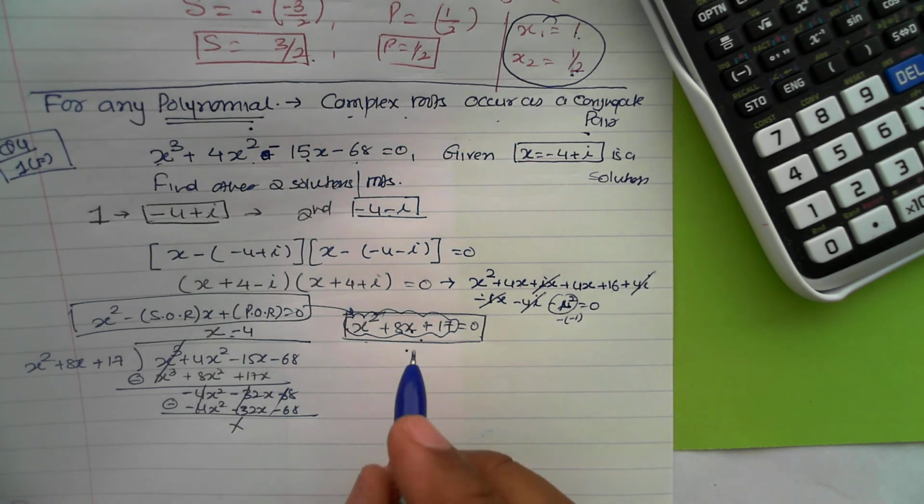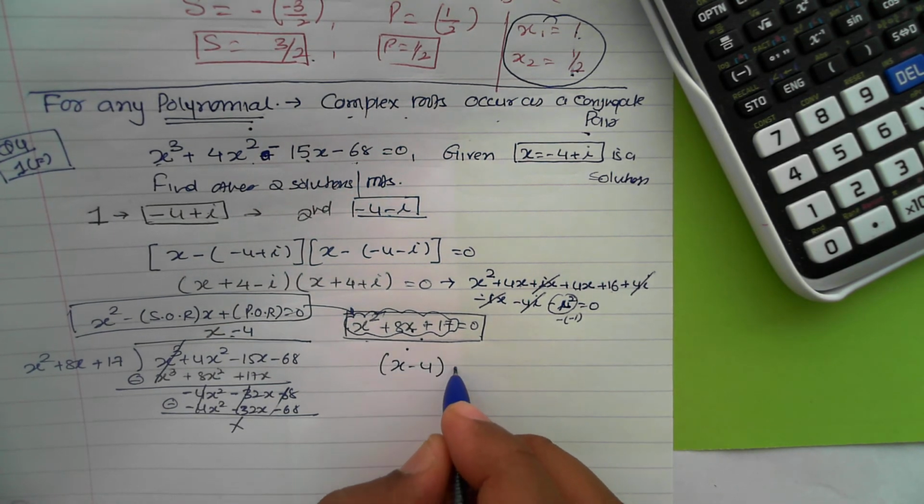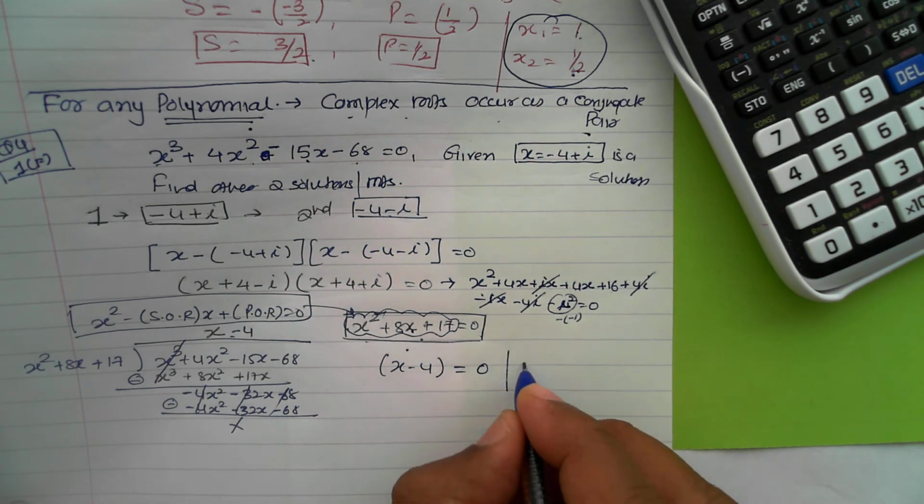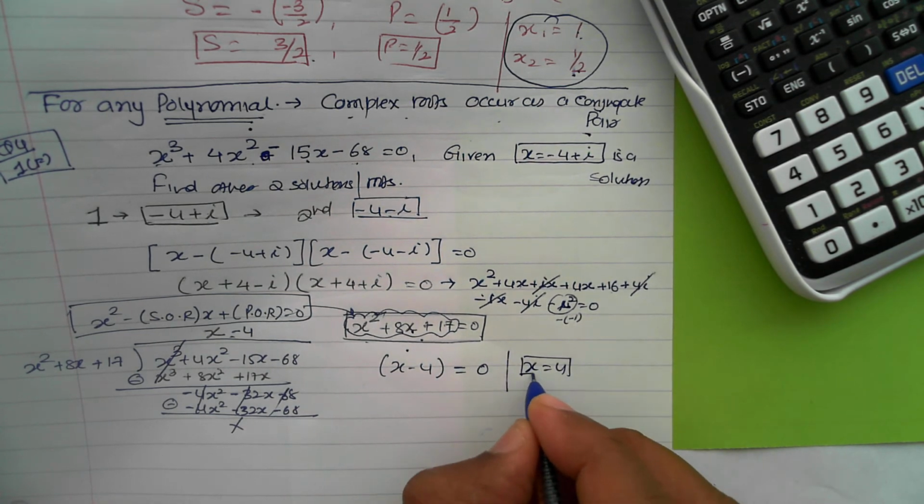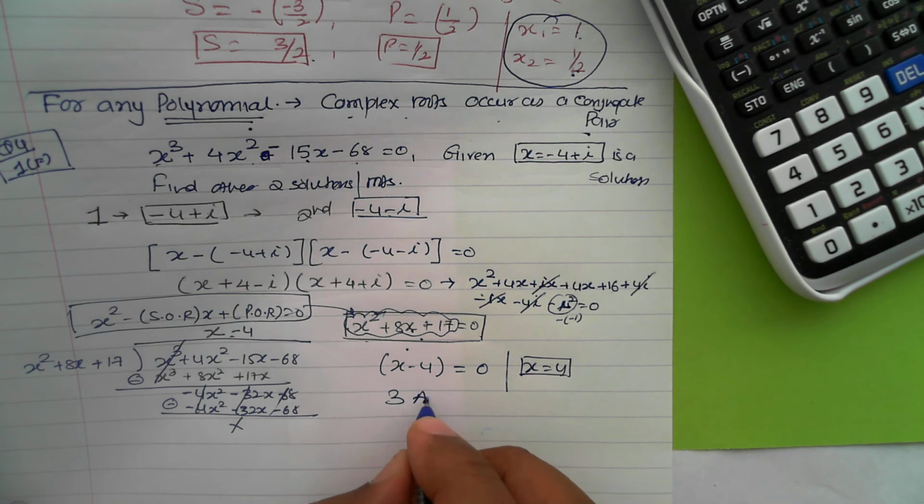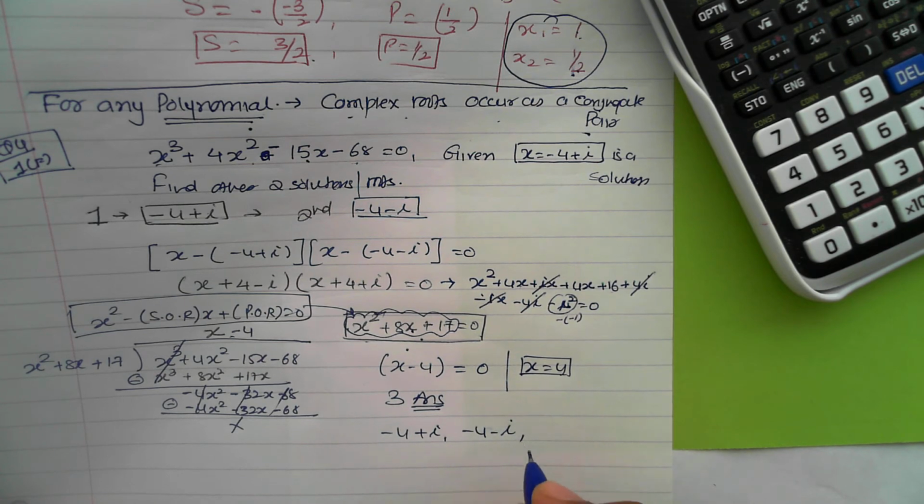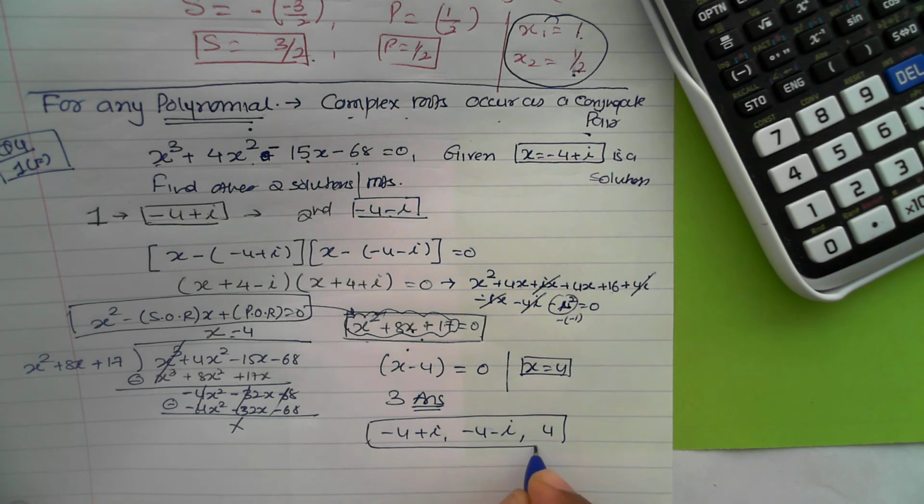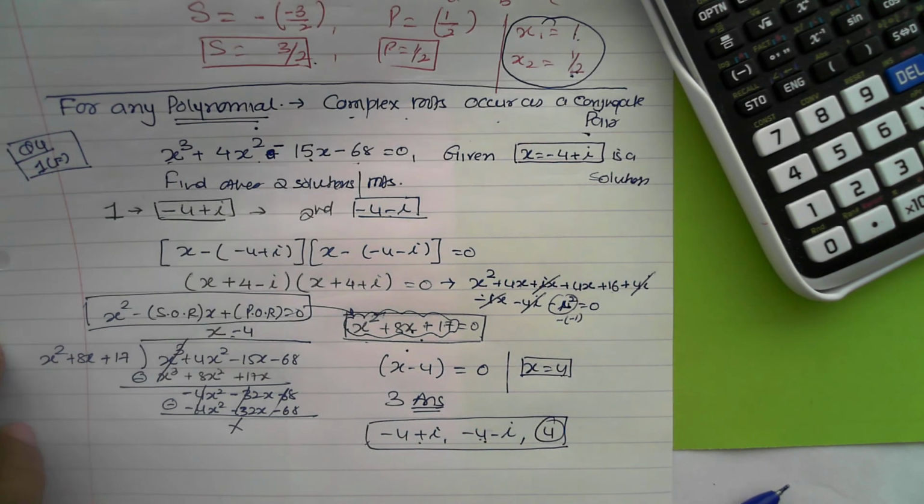What does that tell me? x minus 4 is the third factor. I put that equal to 0. I got x equals 4 as the third solution. So the three solutions are minus 4 plus i, minus 4 minus i, the conjugate pair of that, and 4. So this cubic equation has got one real and two complex solutions.